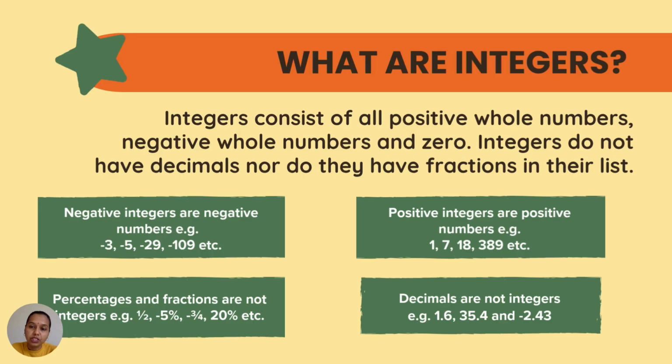Percentages and fractions, which are not part of your integers, are examples like half, negative 5%, negative 3/4, 20%, and so on. Decimals, which are also not in your integers, the examples are 1.6, 35.4, and negative 2.43.